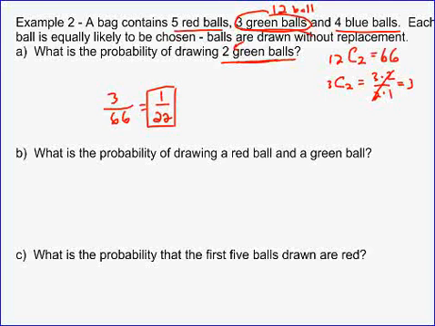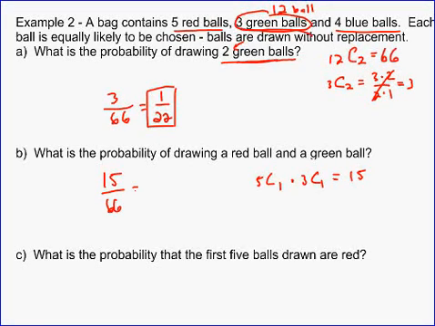It says, what's the probability of drawing a red ball and a green ball? Well, that would be 5 choose 1, right? Because you're drawing 1 red, and then you're going to multiply that times, not 5, there are 3 green. So 3 green, choose 1. 5 choose 1 and 3 choose 1 are just 5 and 3. So that means there are 15 ways of drawing a red ball and a green ball. And there are 66 total, so the probability is 15 over 66, which simplifies to 5 over 22. So 5 out of 22 times you would draw a red ball and a green ball.